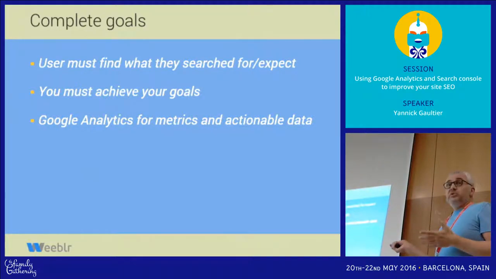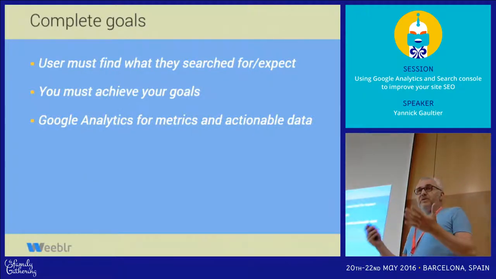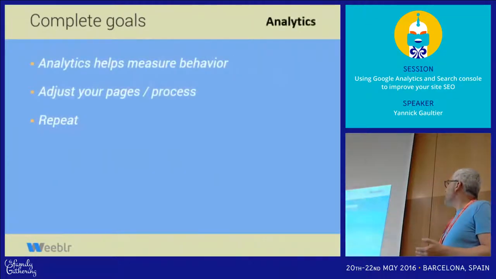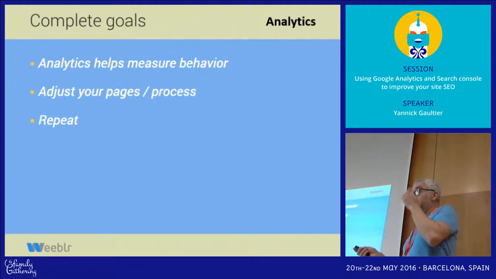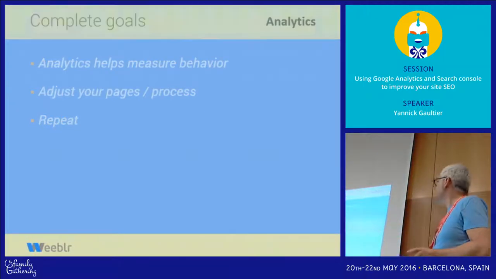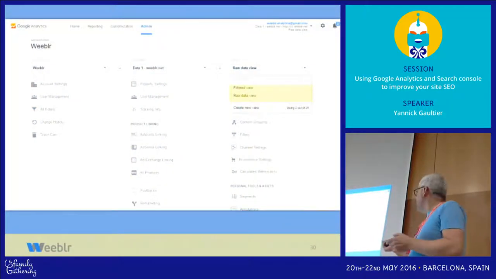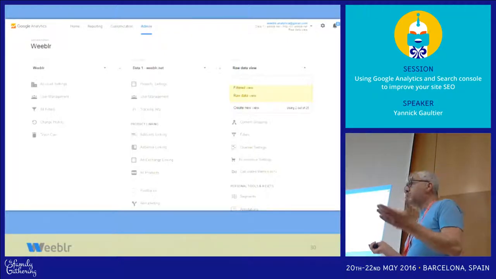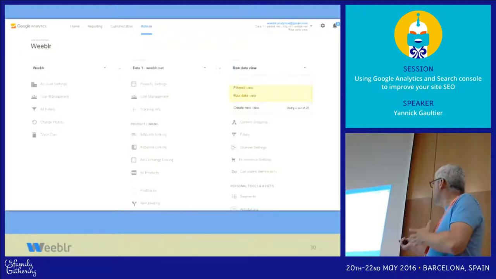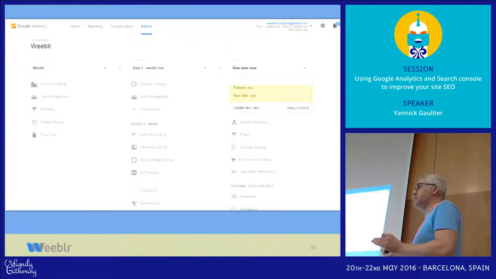And we're going to use Google Analytics to measure that and try to find where there are things that can be improved. How do we do that? It's the same process, really. Identify a problem, do something, and measure. We are going to use Google Analytics. So before getting to the bulk of it, I would just like to suggest that you do something I do. It's the first thing I do when I set up Analytics.